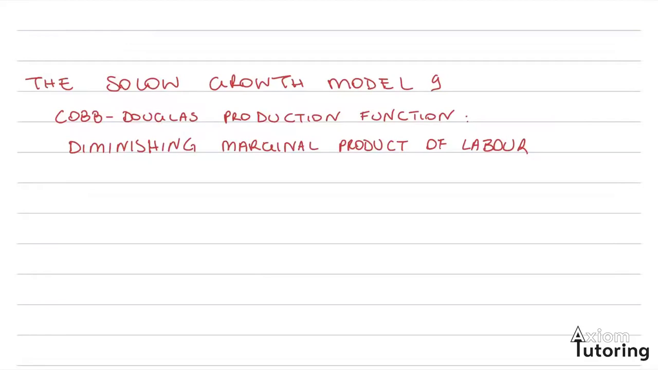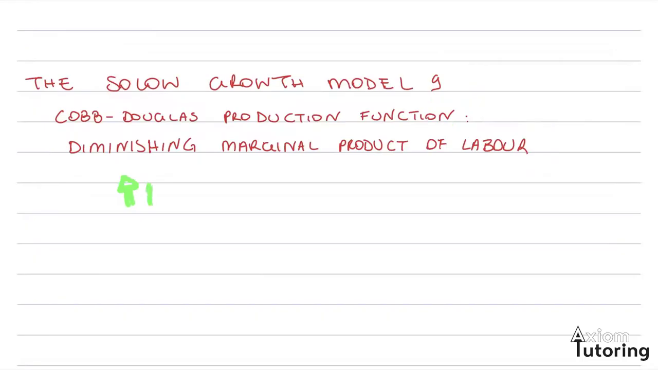Hello everyone and welcome back to this series of videos on the Solow growth model. Lately we've been focusing on the Cobb-Douglas production function and how it satisfies the main assumptions of the Solow growth model. Specifically in this video we are going to focus on the diminishing marginal product of labor and derive it algebraically. So what does diminishing marginal product mean?